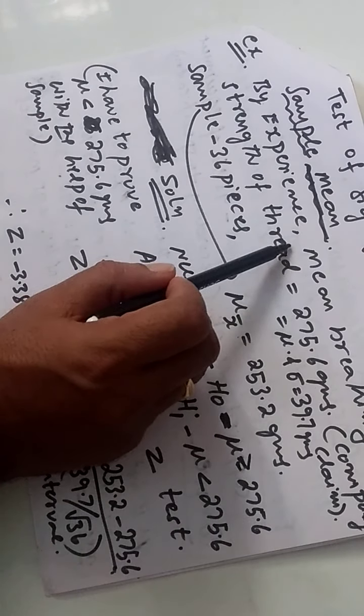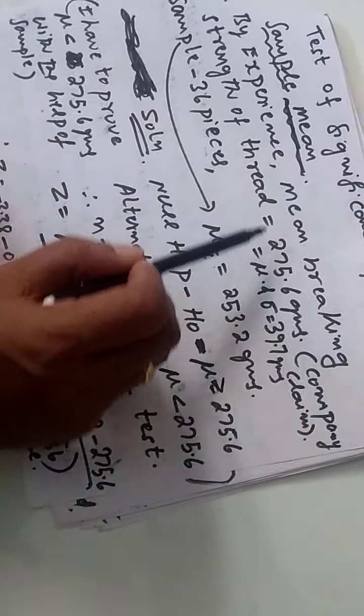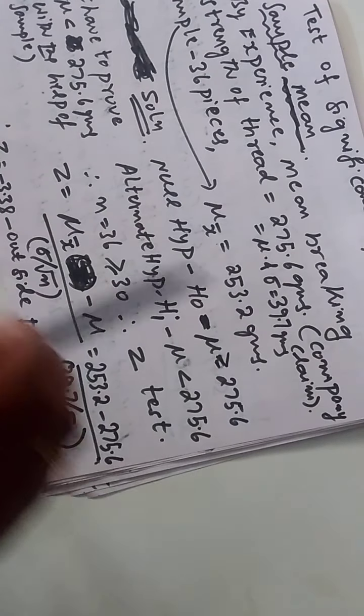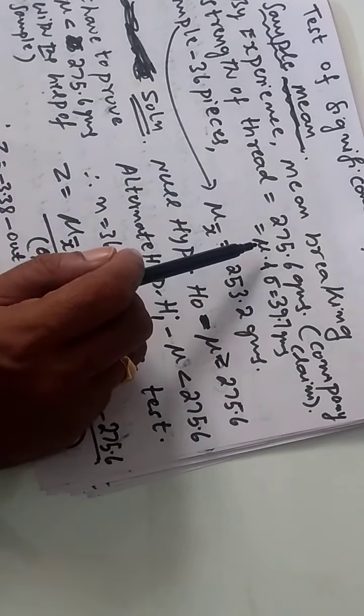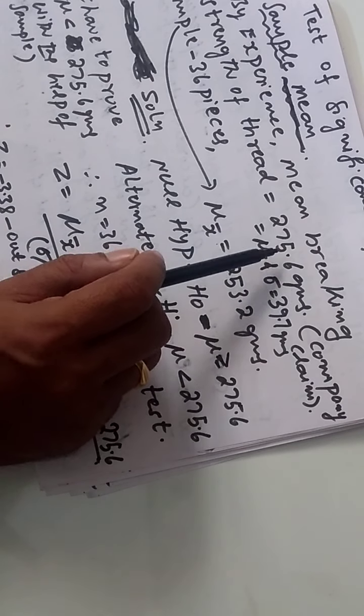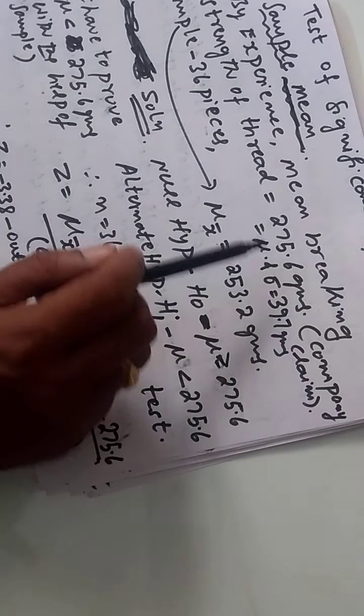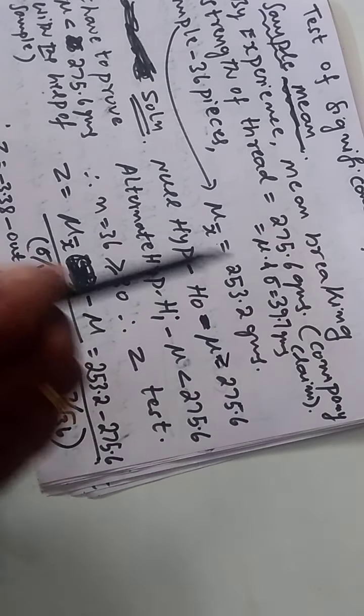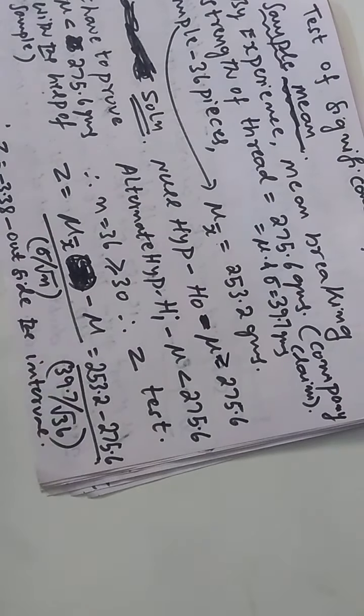Now let us go to tests of significance of a sample mean. Let us take an example. By experience, the mean breaking strength of the thread is given to be 275.6 grams. This is the company claim. So that means this is the population claim. So therefore mu is equal to 275.6 grams. Also he says the standard deviation is 39.7 grams.